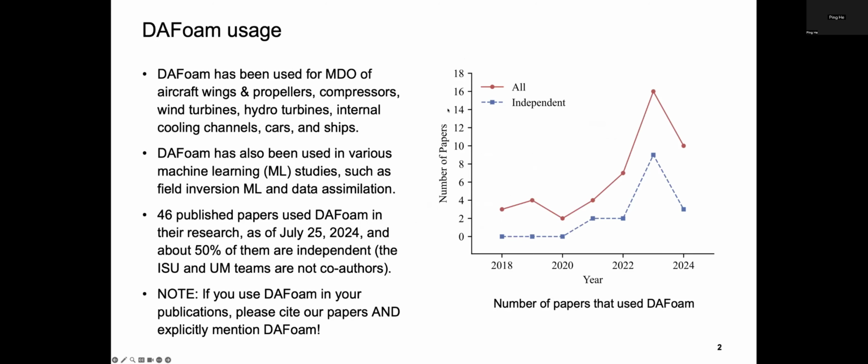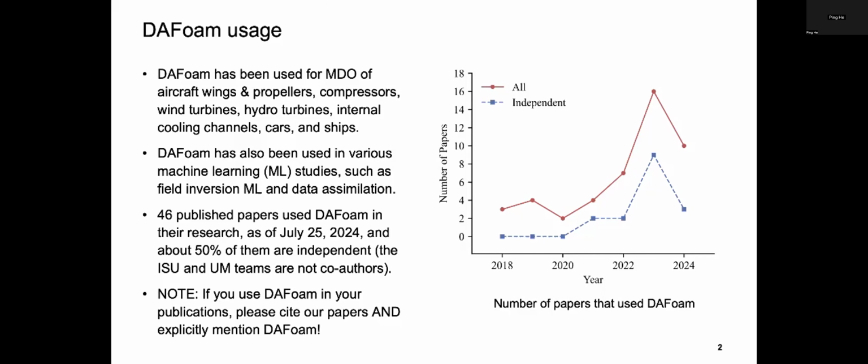This slide shows you the DAFoam usage. The plot on the right-hand side is the number of papers published that use DAFoam in their study. We have a total of 46 papers published, including journal papers and conference papers, as of today. The red curve is the total, and the blue dashed curve is what we call independent papers, meaning that the ISU and University of Michigan teams are not co-authors. We are very glad to see that almost 50% of them are independent, and very glad to hear that this is useful for your research.